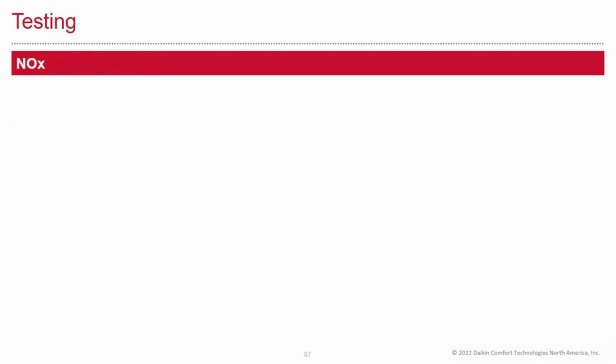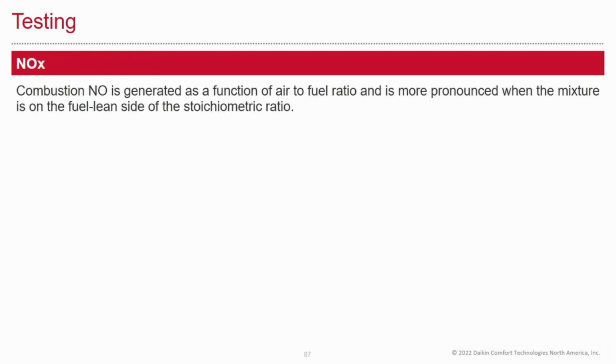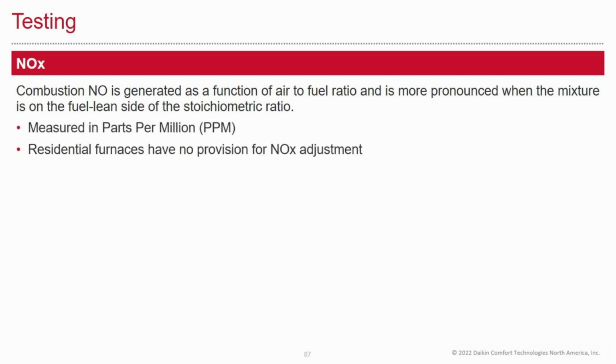NOx. Combustion NO is generated as a function of air-to-fuel ratio and is pronounced when the mixture is on the fuel lean side of the stoichiometric ratio. It is measured in parts per million. Residential furnaces have no provision for NOx adjustment.